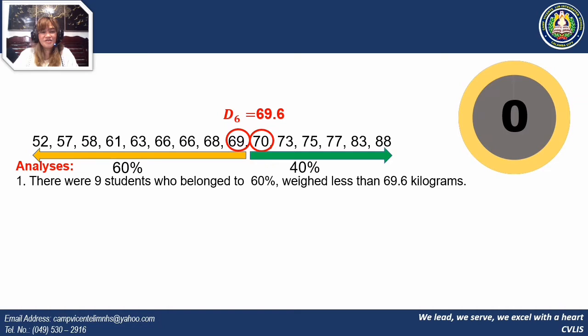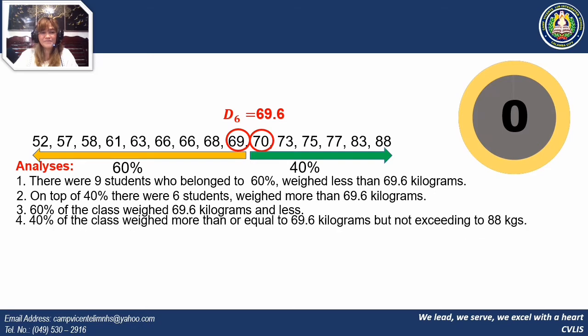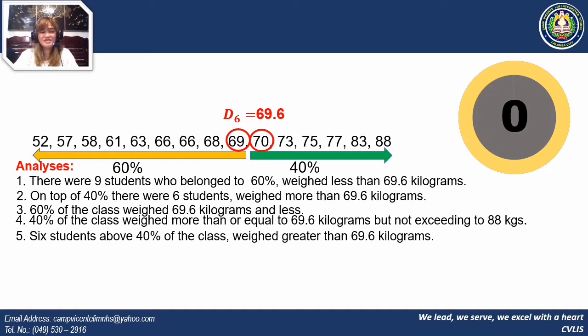First, there were 9 students who belong to 60% weigh less than 69.6 kilograms. Second, on top of 40%, there were 6 students who weigh more than 69.6 kilograms. Third, 60% of the class weigh 69.6 kilograms and less. Fourth, 40% of the class weigh more than or equal to 69.6 kilograms but not exceeding 88 kilograms. Fifth, 6 students above 40% of the class weigh greater than 69.6 kilograms.